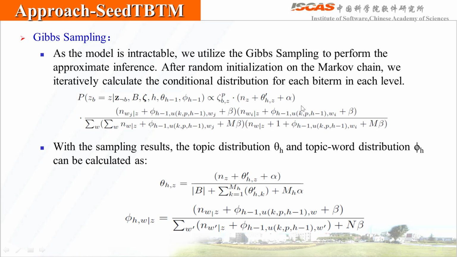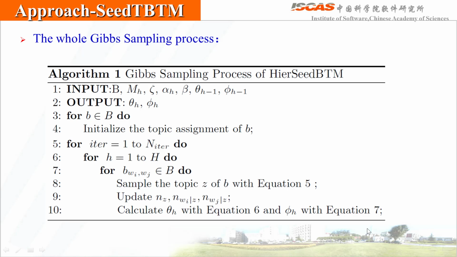As the model is intractable, we utilize the Gibbs sampling to perform the approximate inference. After random initialization of the Markov chain, we iteratively calculate the conditional distribution for each biterm in each level. With the sample results, the topic distribution theta h and the topic word distribution phi h can be calculated as this equation shows. This is the whole Gibbs sampling process of our model.